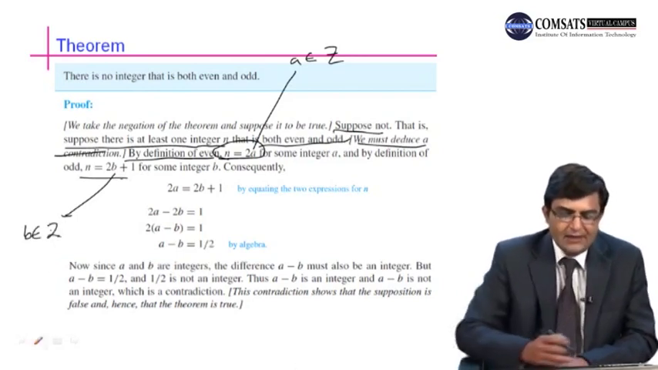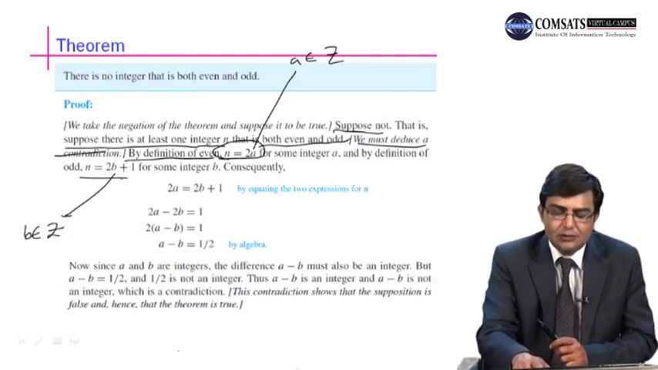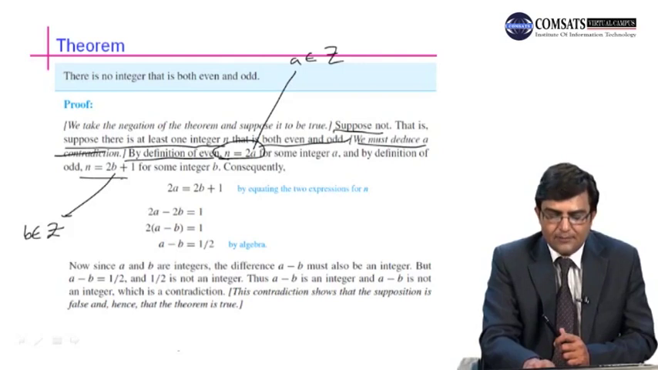Now n has two representations. n is even, also n is odd. n is equal to 2a, n is equal to 2b plus 1. Here the left hand sides are both n and are equal, so the right hand sides must also be equal. So 2a is equal to 2b plus 1.